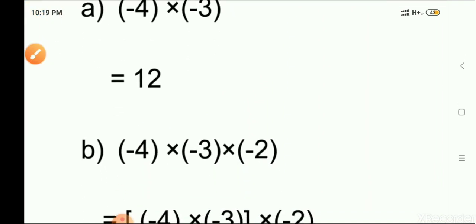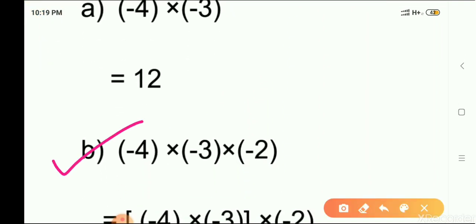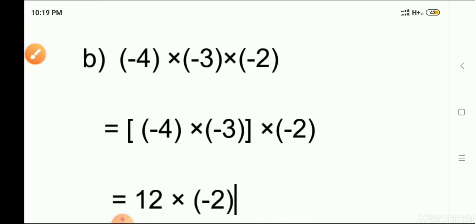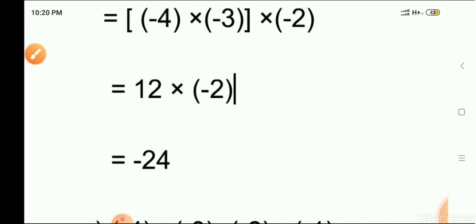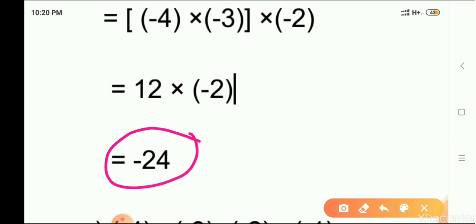In the second example, we have taken three negative integers, minus 4, minus 3 and minus 2, in multiplication. We will first pair the first two integers, that is minus 4 and minus 3, and it will be multiplied by minus 2. We will solve the bracket first and it will give us plus 12. This plus 12 will get multiplied by minus 2. Hence, our answer will be minus 24.